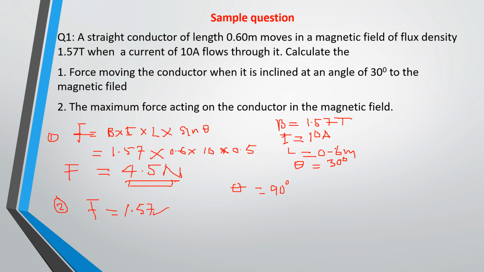1.57 multiplied by 0.6 times 10 times 1, because sine 90 degrees is equal to 1. I hope you know that sine 90 degrees is equal to 1. Alright, so by the time you multiply this out, you are going to have 9.0 Newton.